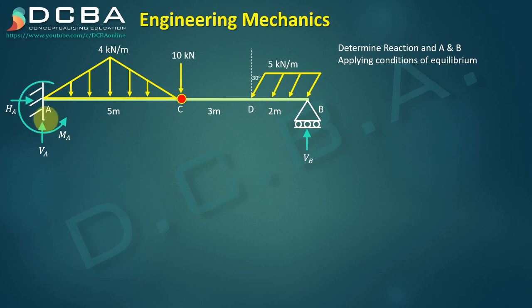We again need to determine the reaction at A and B. A is fixed, so it will be developing 3 reactions: vertical, horizontal and a moment. At point B, we have a roller support, so it will be developing 1 reaction, normal to the roller, that is a vertical reaction.